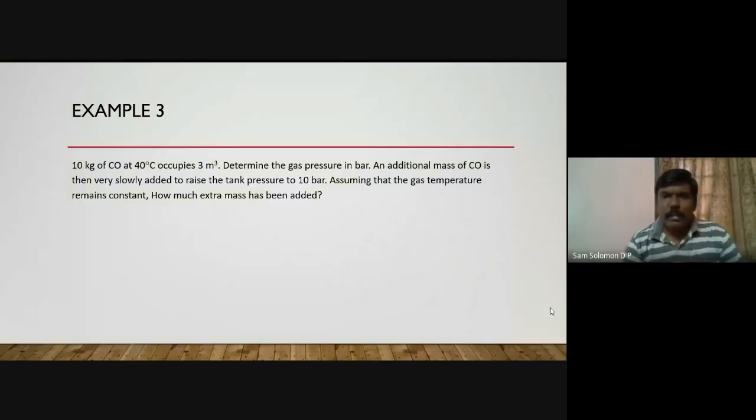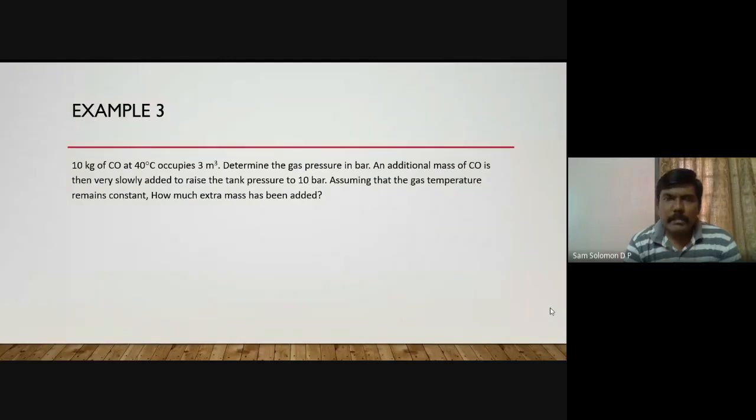Let's solve a couple of problems and then we will proceed further to the next part. This problem is there in your problem sheet. 10 kilogram of carbon monoxide at 40 degrees centigrade occupies 3 meter cube. Determine the gas pressure in bar.